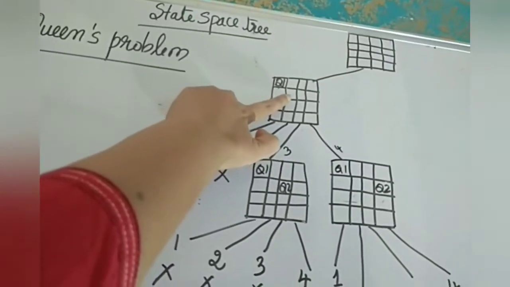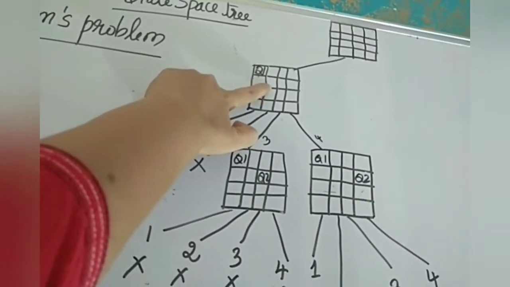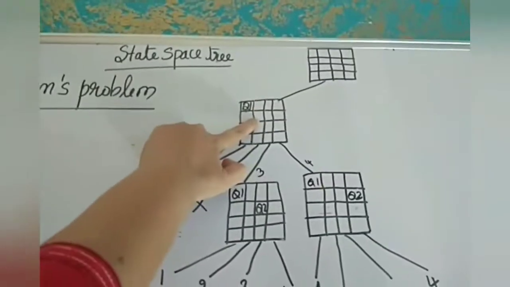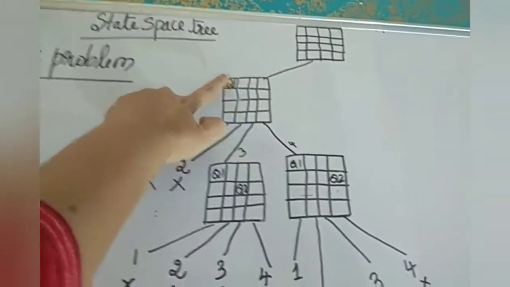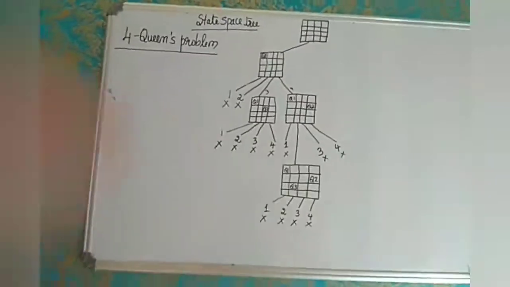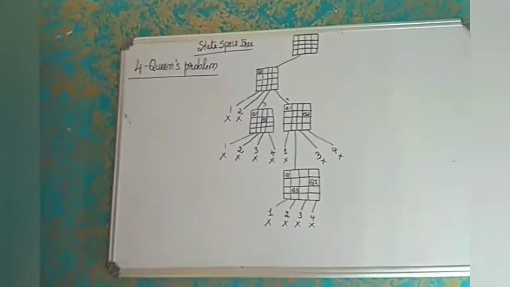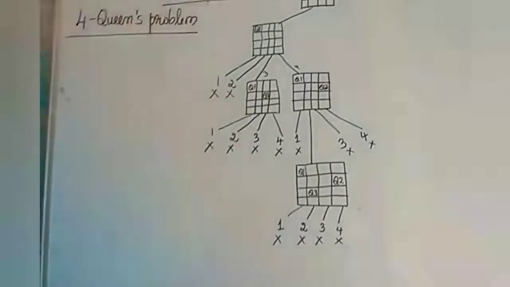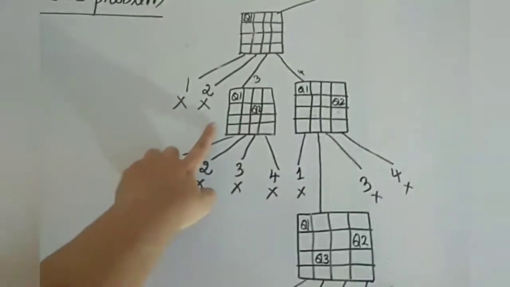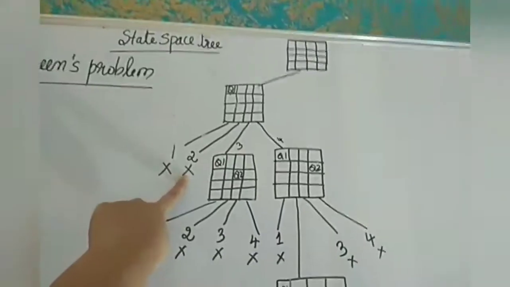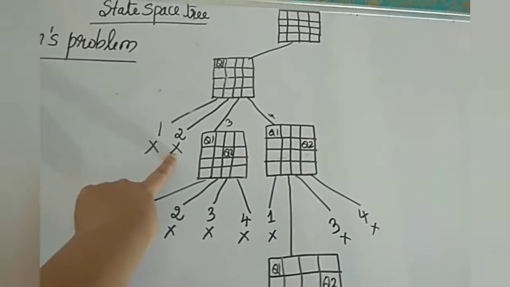Because the row is the second row itself. So can I place it here? We cannot place it here. Why? Because it will be diagonal to Q1. It will get attacked by Q1. So we cannot select that also. So for 2 also I have written no, you cannot find the solution.